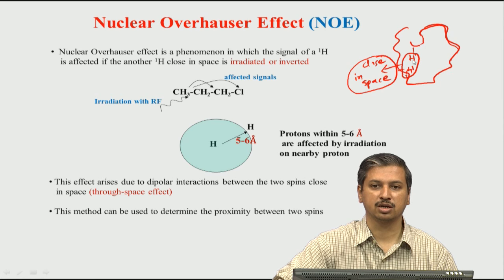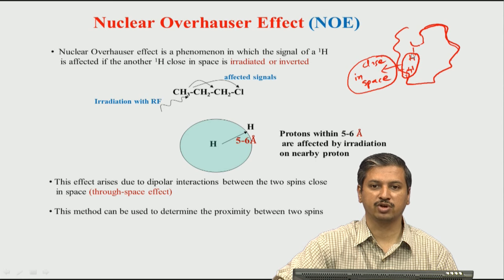Because if you look at this picture again, this is a hypothetical molecule which has a very complicated shape, but there are two hydrogens which are very close to each other, and because of that, if I perturb one hydrogen, I see an intensity signal disturbance in the second. The intensity may go down or it may go up, either can happen, that we will see in the next slide.